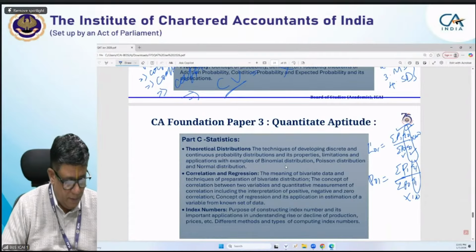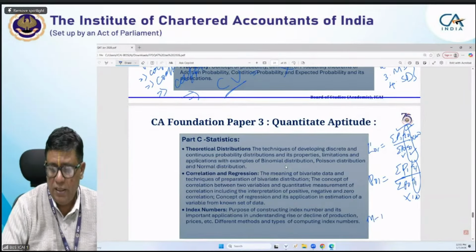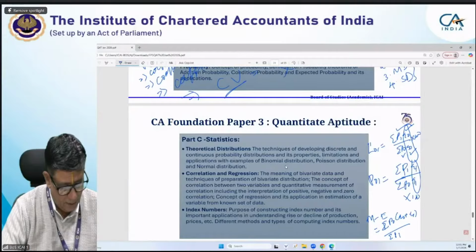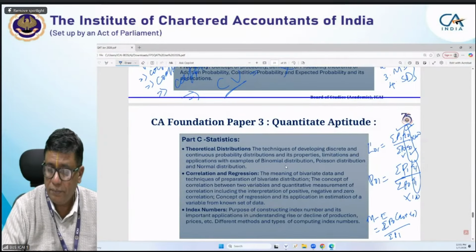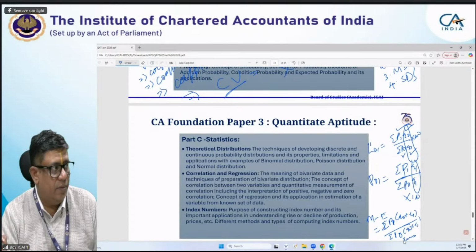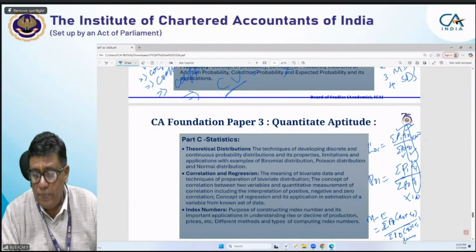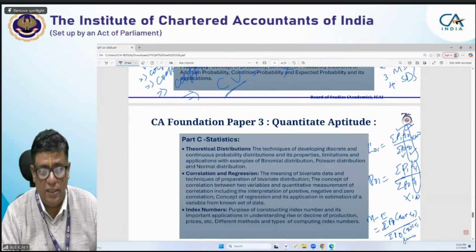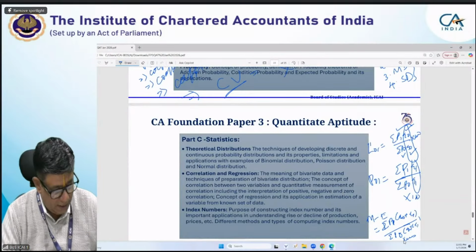Next we'll come to the Marshall Edgeworth index numbers. This is sigma P1 into Q0 plus Q1 by sigma P0 into Q0 plus Q1 into 100. That means the average of the current year quantity as well as the base year quantity is used as weights in the Marshall Edgeworth index numbers.